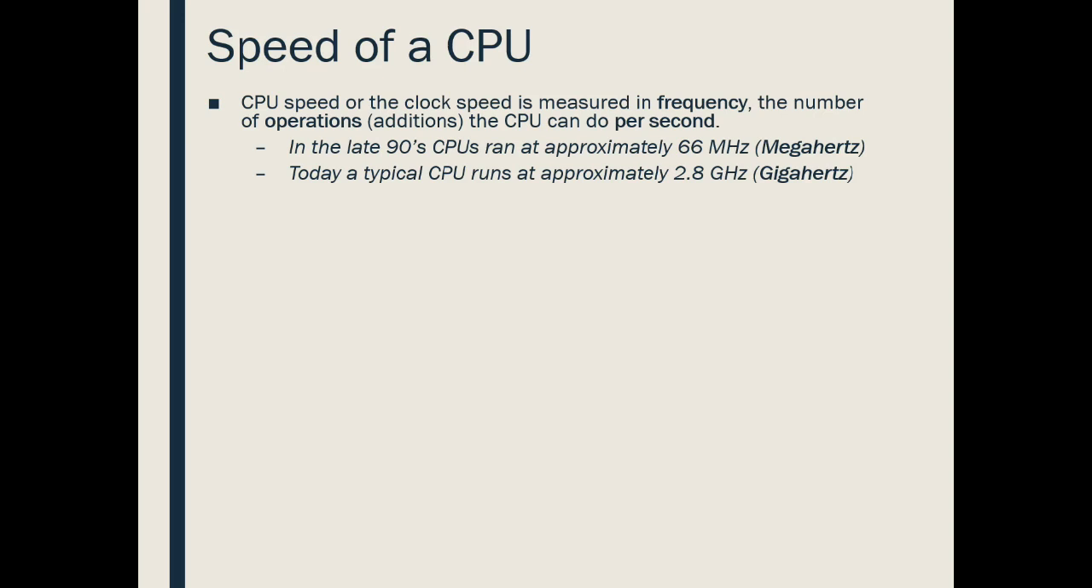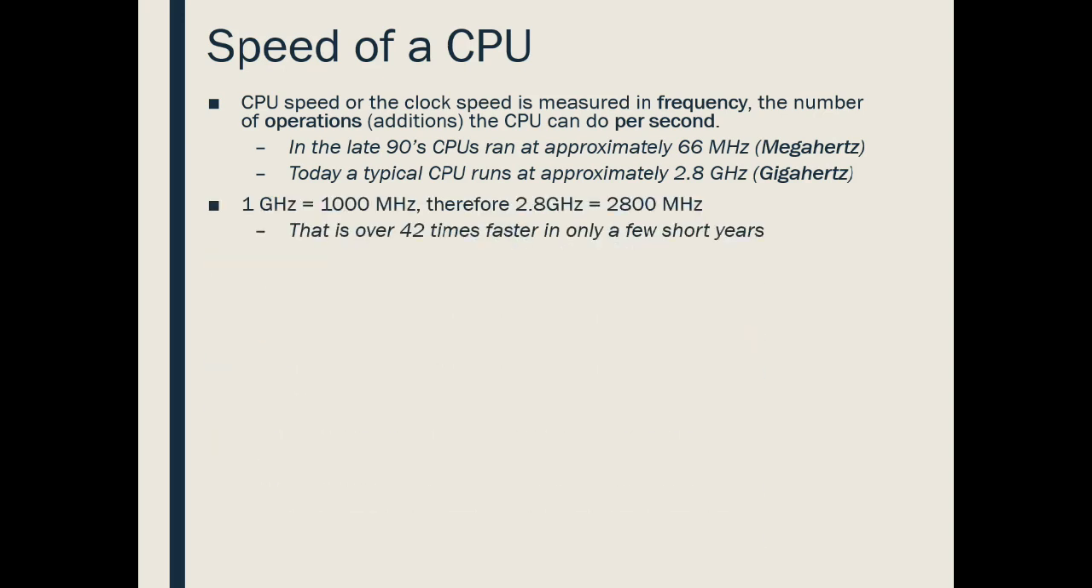Now let's put some math in that. 1 gigahertz is approximately 1,000 megahertz. Now I used to be running at 66 megahertz. Now look at this. Now you're running at 2,800 megahertz. That's a lot. That's about 42 times faster than it was in only a few short years. I say a few short years because I'm trying to downplay how old I am.